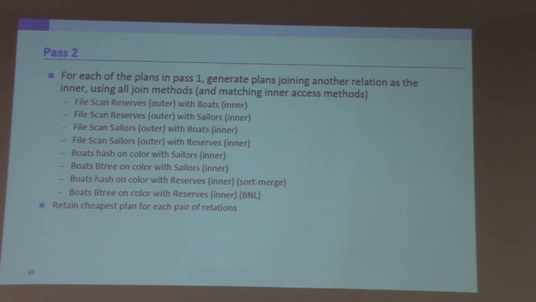For each such combination, this is critical, okay? This part is critical. For each such combination, you keep the best plan. And that's what we call the best two-relation plans. For each pair of relations, this is important. So for example, if you look at boat and sailor as a pair.